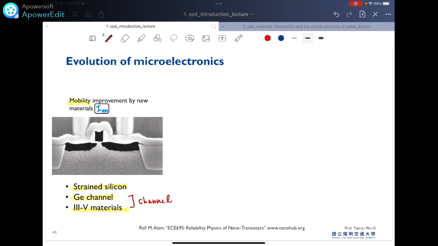In this cross-section of an advanced transistor, we can see that this is the source, this is the drain, and this is the gate. And where is the channel? The channel is here. It is a small area between the source and drain, below the gate. We try to replace the channel with a new material. And what strained silicon means is that we use strained silicon in the source and drain side, trying to improve mobility.